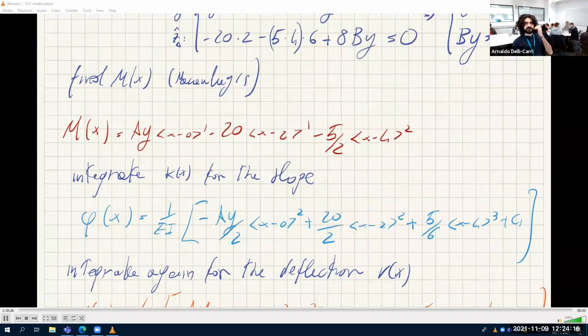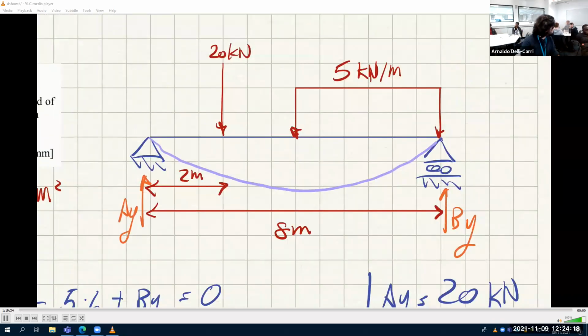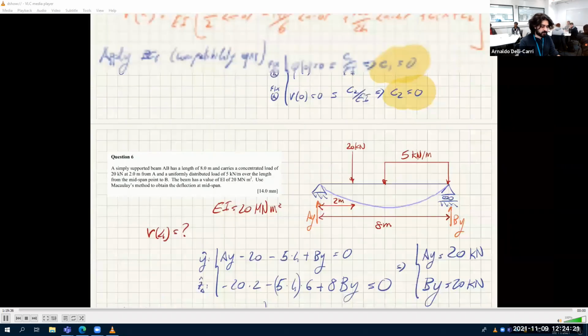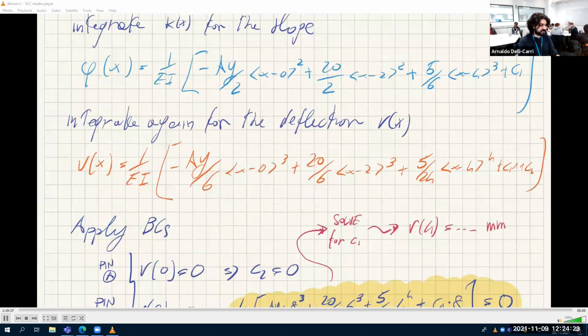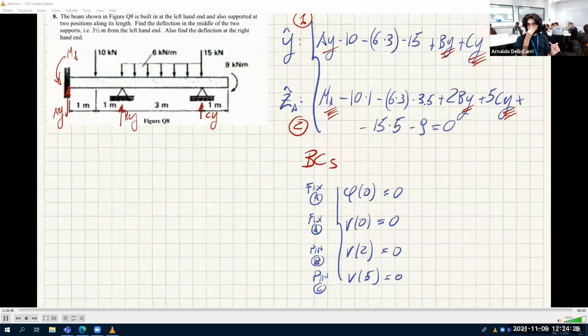Sir, what's a compatibility equation? It's the boundary conditions. You have 1 compatibility equation per reaction force. So every reaction force gives you a compatibility equation. Here you have 2 reaction forces. One is a moment, so the compatibility equation is on the slope. One is a force, so the compatibility equation is on the deflection. Force, force, force, deflection, deflection, deflection. Moment, slope.